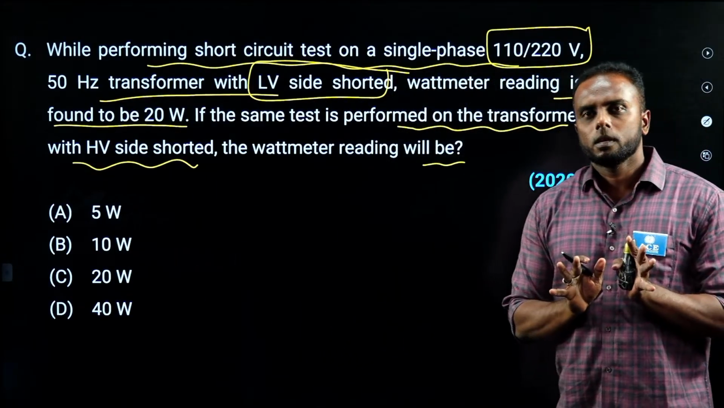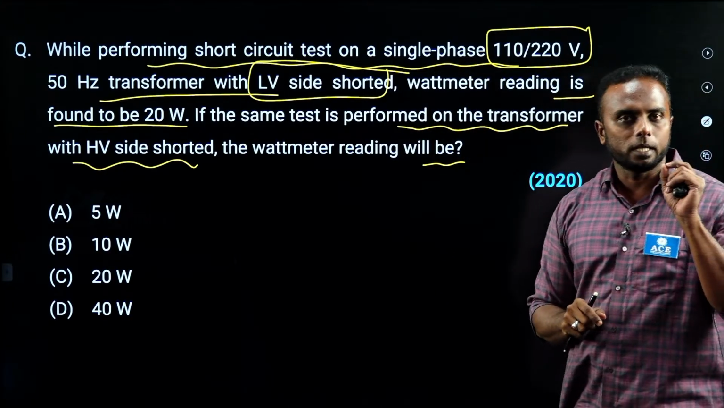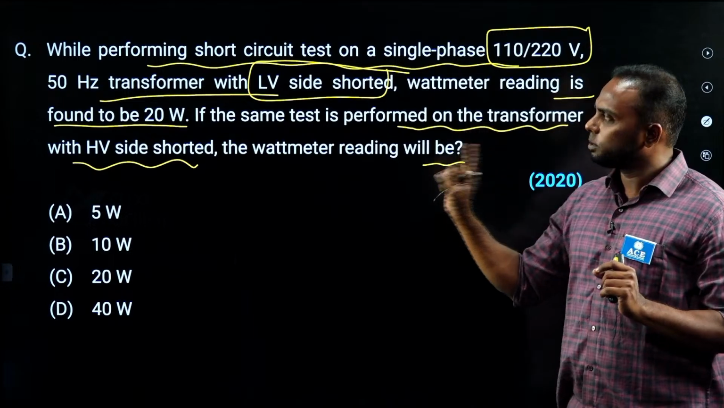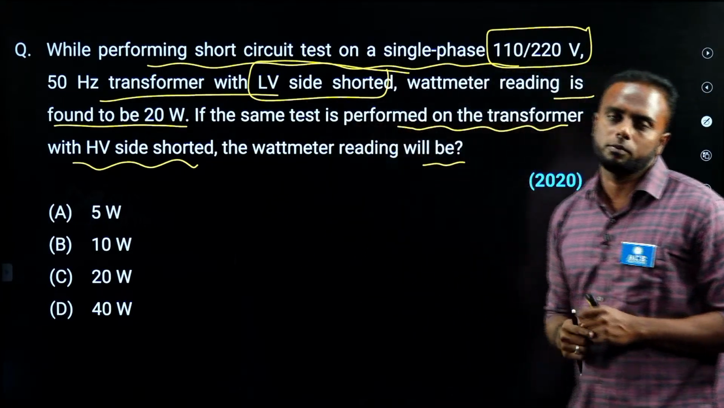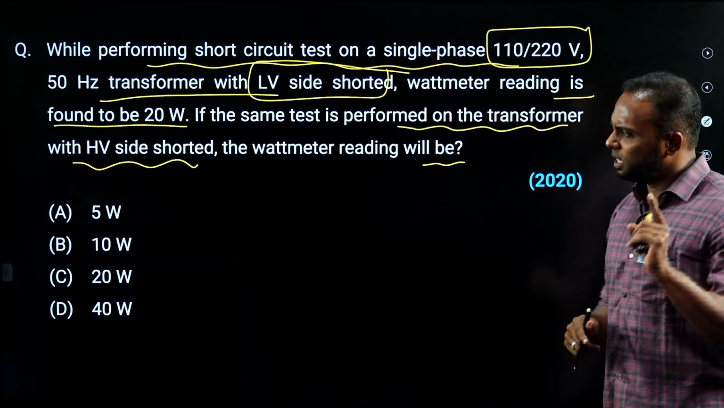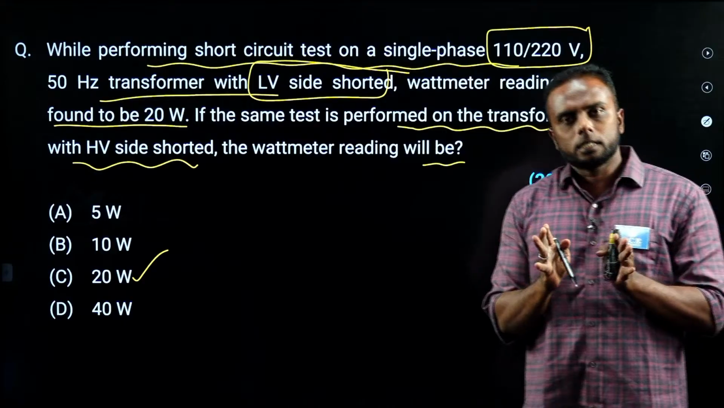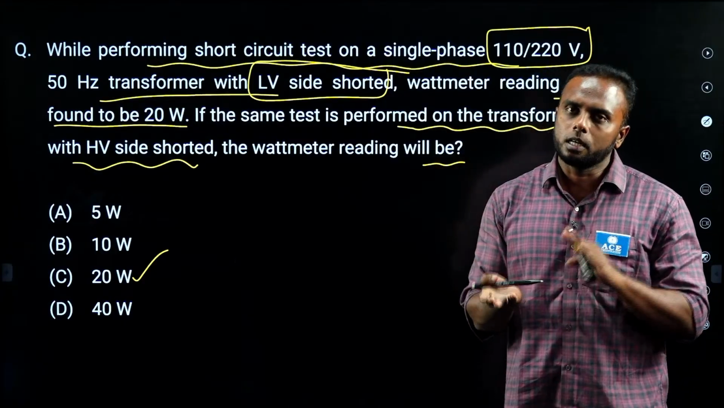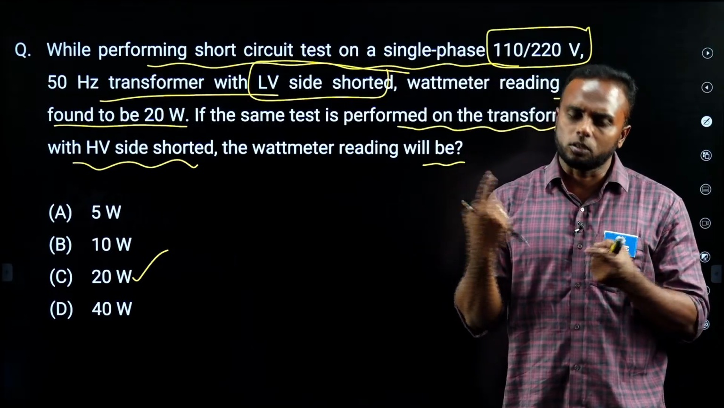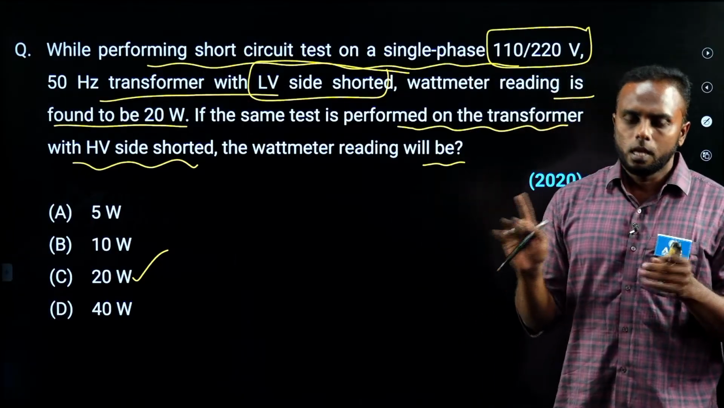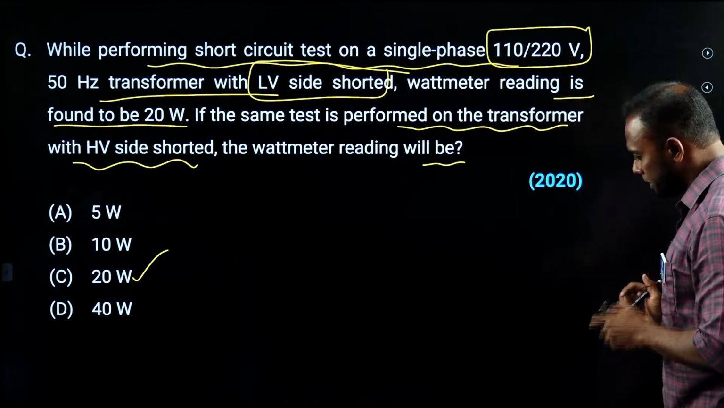Means initially the short circuit test was performed on the HV side. At that time the wattmeter reading is 20 watts. Now the same short circuit test is performed on the LV side, means HV shorted and LV side supply given. Then how much copper loss do we get? Same answer, remember this. Whether you do the test on the HV side or on the LV side, the losses will never change. That may be a short circuit test, that may be an open circuit test. The losses remain the same wherever we do the test. Okay, no? Next.